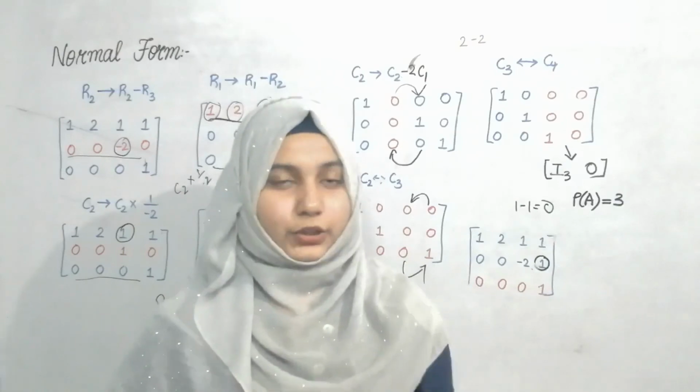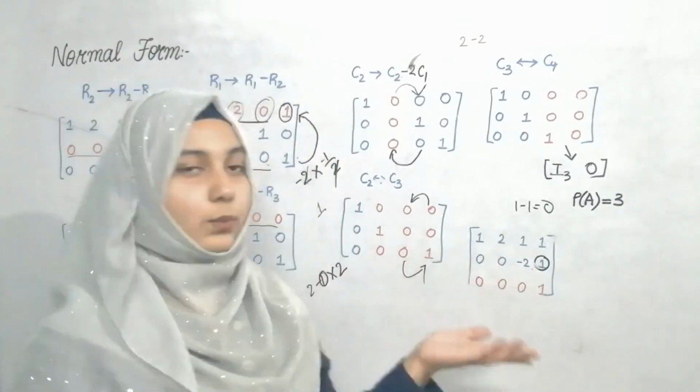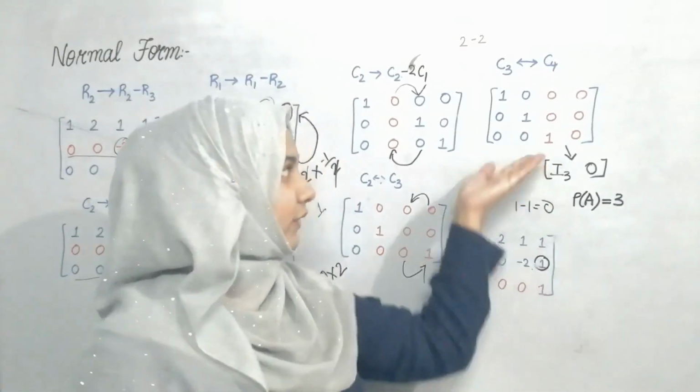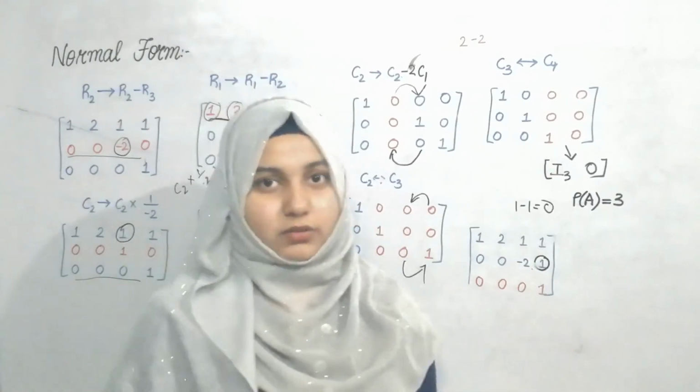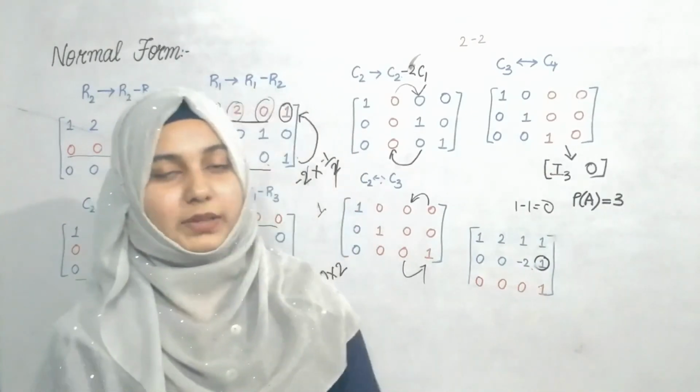Understood? Clear? You need to reduce your given matrix into any one of the normal forms, and then finding the rank is easier. Right? Along the way you are reducing it, right? So finding the rank will be easier.